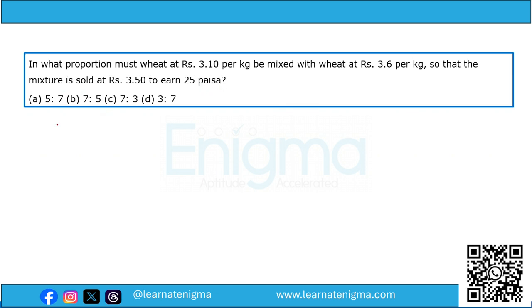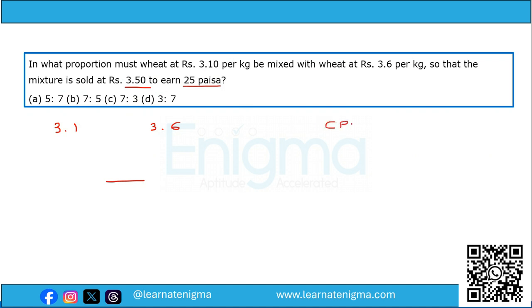Now, the cost price of the first type of wheat is 3.1. Cost price of the second type of wheat is 3.6. Now, the value in the middle should always be the cost price of the mixture. Now here 3.5 is the selling price and 25 paise is the profit.